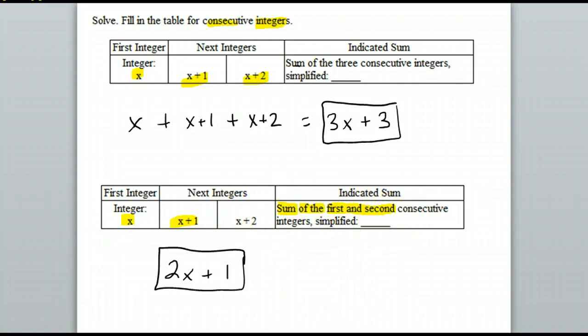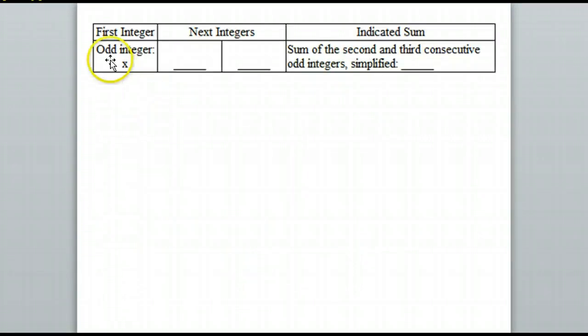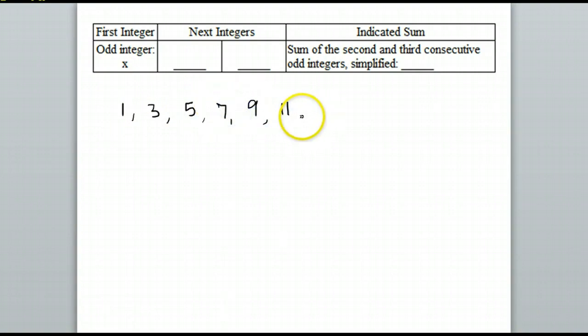The next type is consecutive odd integers, and this works the same for consecutive evens. But if you think about consecutive odd integers, they're different than just consecutive integers in general because the gap between them is not 1 anymore. The gap between them is now 2. So to go from one to the next, I add 2.